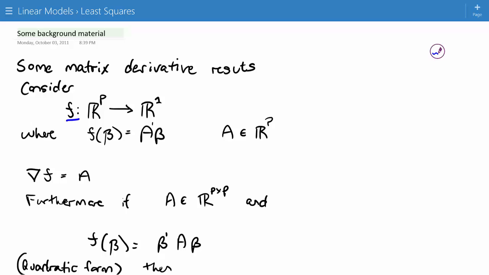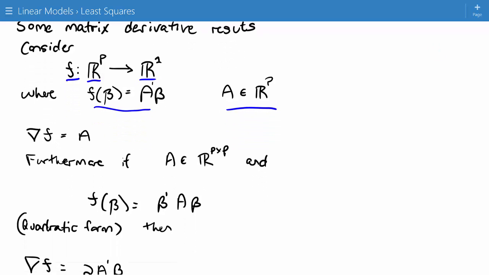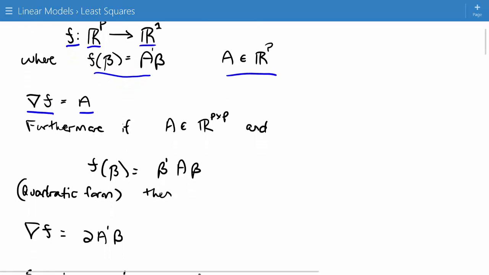Imagine if I have a function f from R^p to R, where f is a linear function. So f of beta is A transpose times beta. And in this case, I'm going to assume that A lies in R^p. Then the gradient of f is simply A. We write it as the transpose of what was in the argument of f, simply because we want the gradient to be a p by 1 vector.